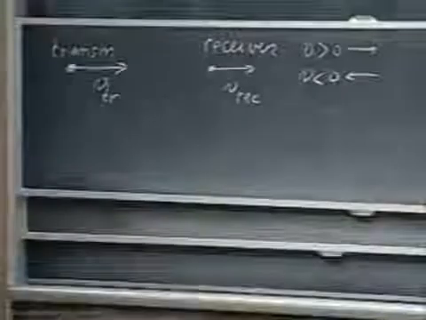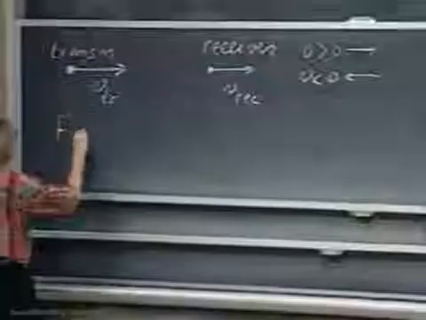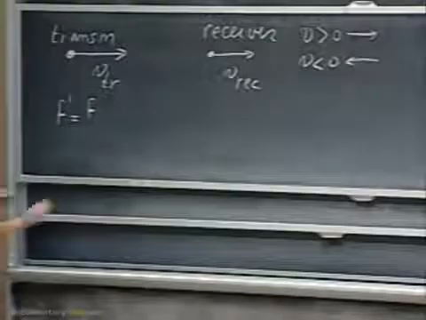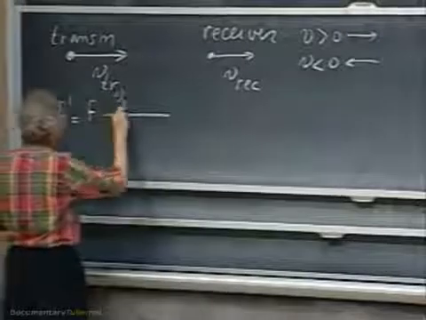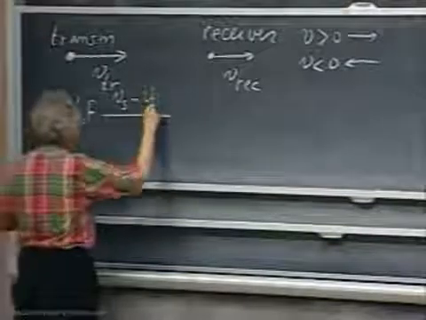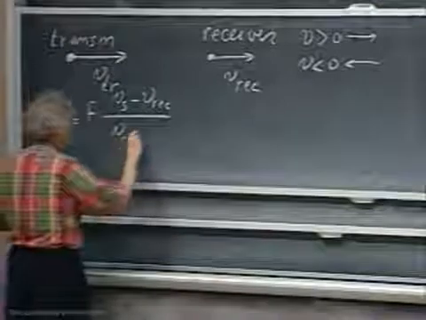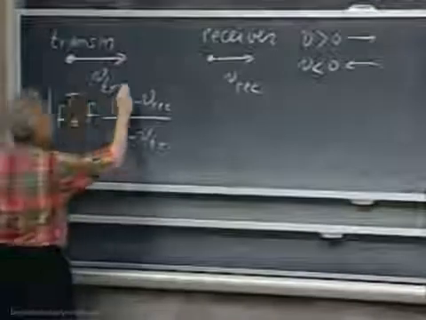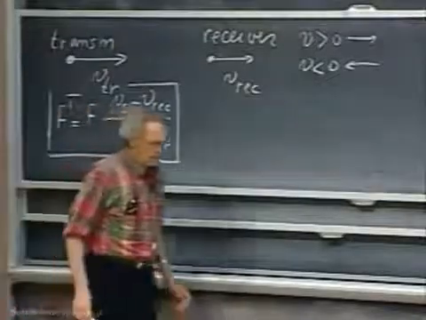Will hear, if you like that word. That frequency I call F prime, and F is the frequency as it is transmitted by the transmitter. And that F prime is F times the speed of sound minus V receiver, divided by the speed of sound minus V of the transmitter. So this is known as the Doppler shift equation.